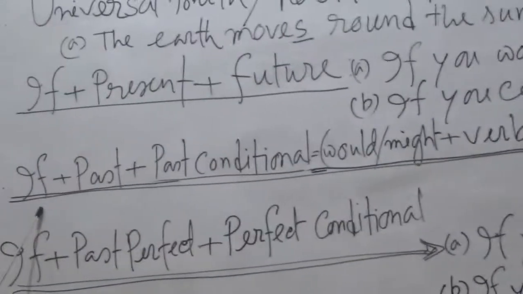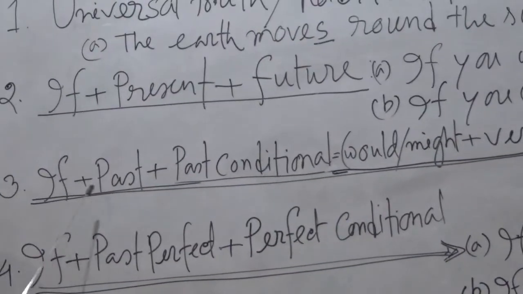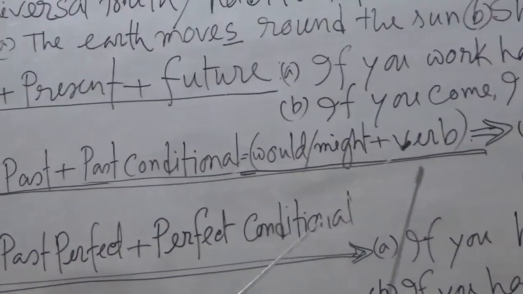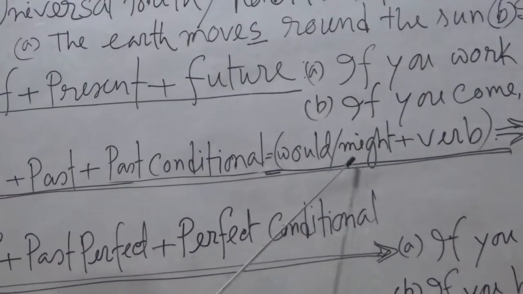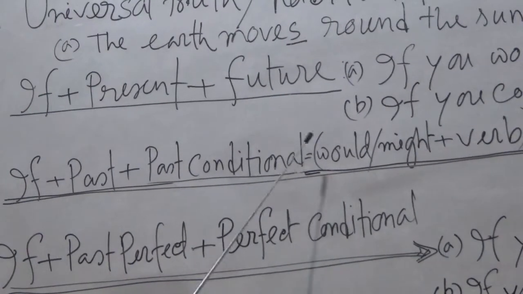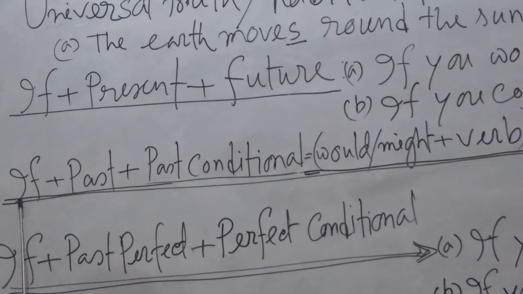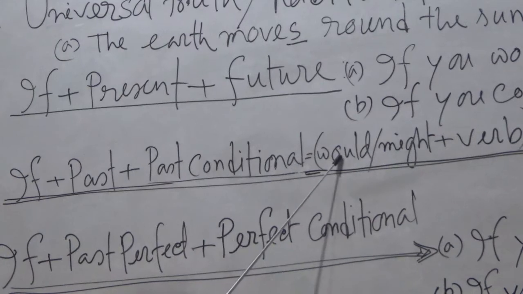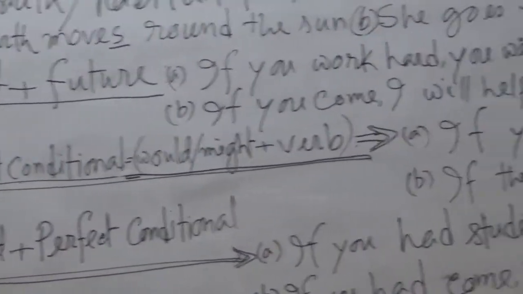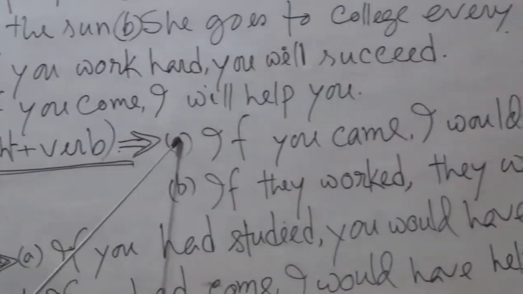Okay, next one is if plus past tense plus past conditional. Past conditional, if you don't understand, that means in simple, would or might plus verb. Would or might plus verb is called past conditional, and we can also use could. So if plus past tense plus past conditional, that means would or might or could plus verb. Okay, let me show you the example number A.